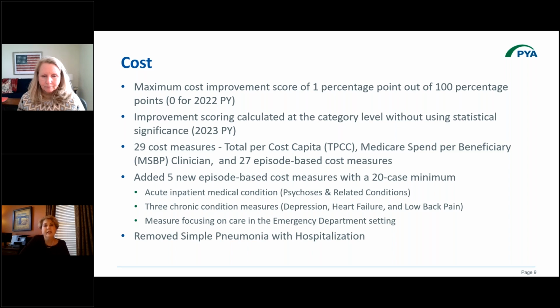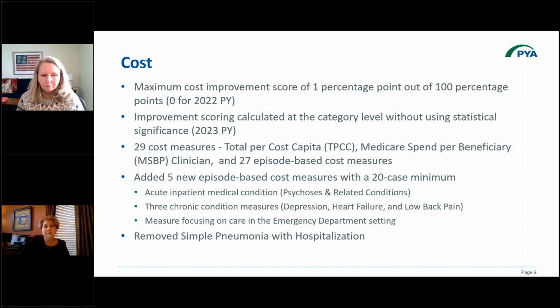So for 2022 performance year, retrospectively, there are 0 points allotted for improvement, but starting with 2023 performance year, it will start to be calculated without statistical significance. That was kind of a limiting factor as they were trying to get information and make comparable benchmarks. So they expanded the capabilities so they could calculate that. And then going forward, we will see right now a maximum cost improvement score of 1 percentage point out of 100 percentage points. Again, where we see changes where cost is decreasing essentially.